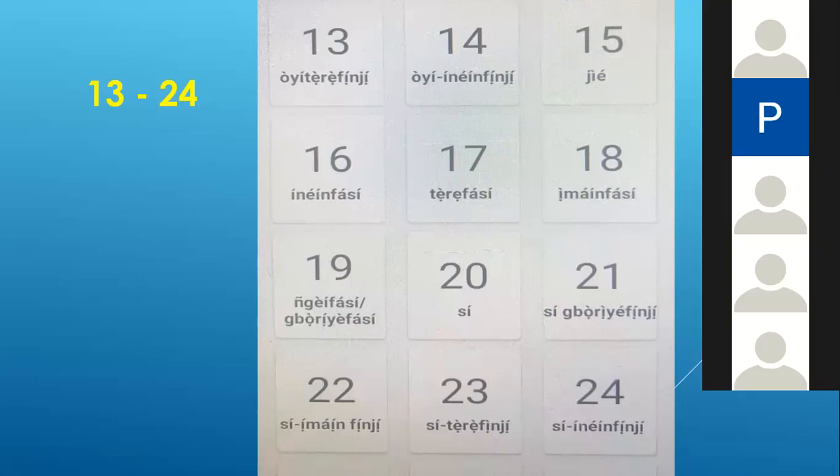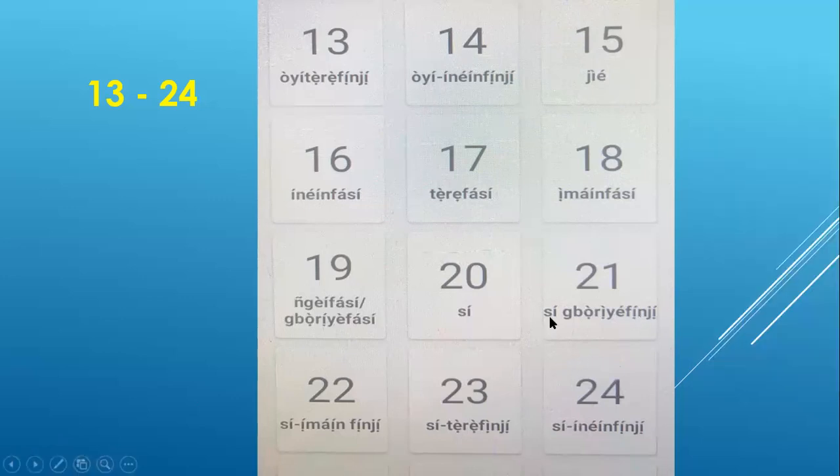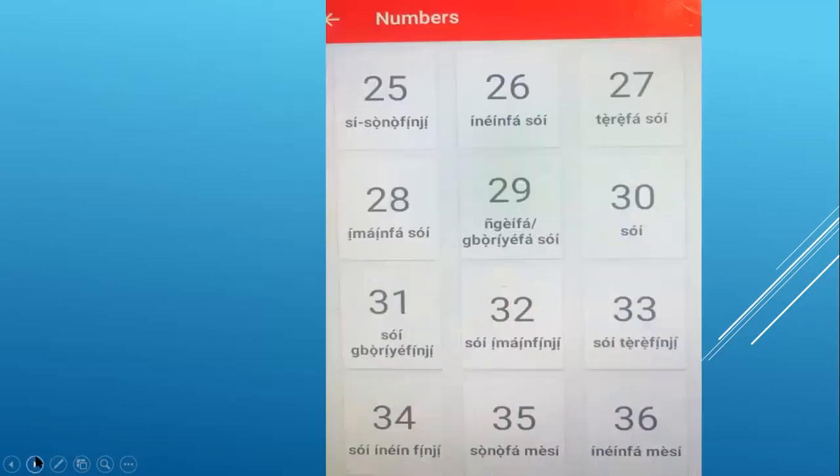So we're on to number 21. If you look at this one, it's C. I'll just go through them and then we'll do some practice. So 21 is C, similar to 11 is C, Boriye Finji. It's the same thing, C, Boriye Finji. 22 is C, Imai Finji. 23, C, Tere Finji. 24, C, Name Finji. So it's only 25 that is C, Son of Finji.